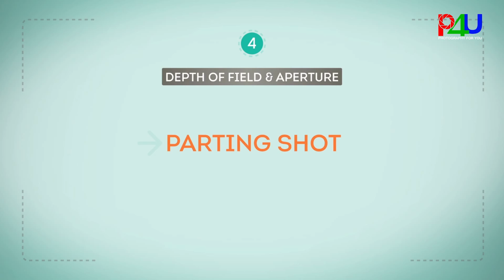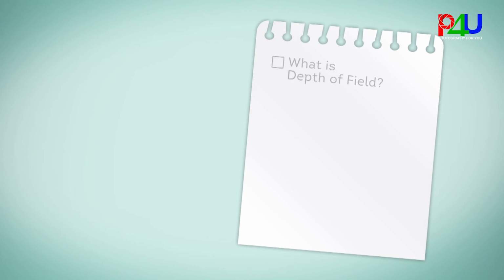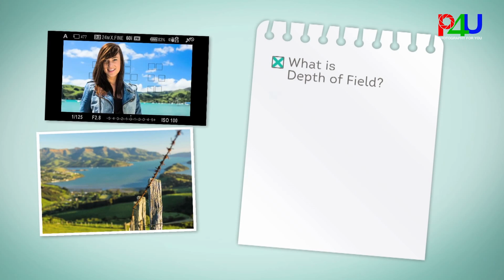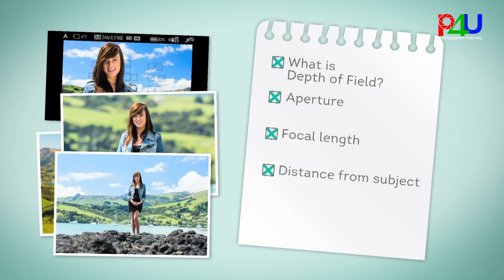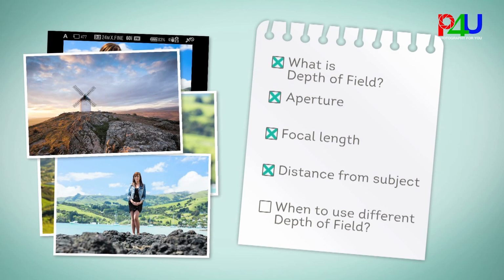Let's have a quick recap of the things we've learnt today. What is depth of field? How aperture, focal length, and distance from subject all affect the depth of field. And finally, in what situations do we use various depth of field settings?